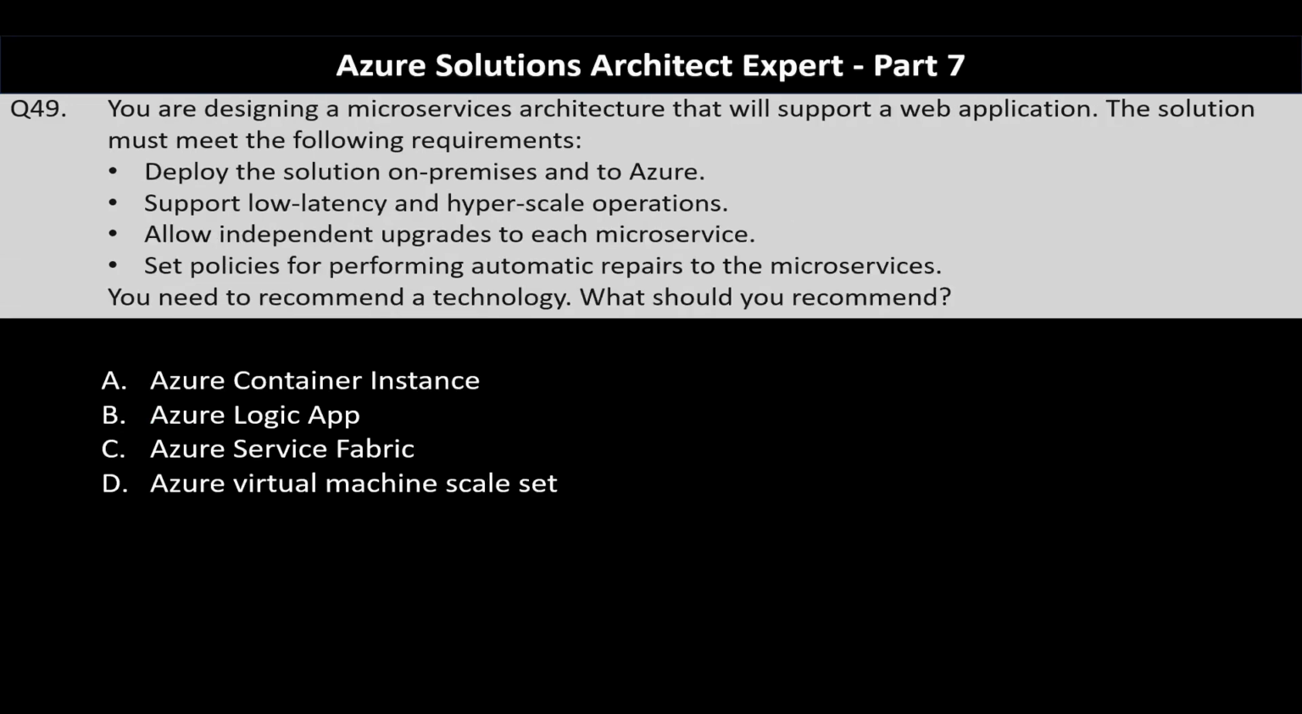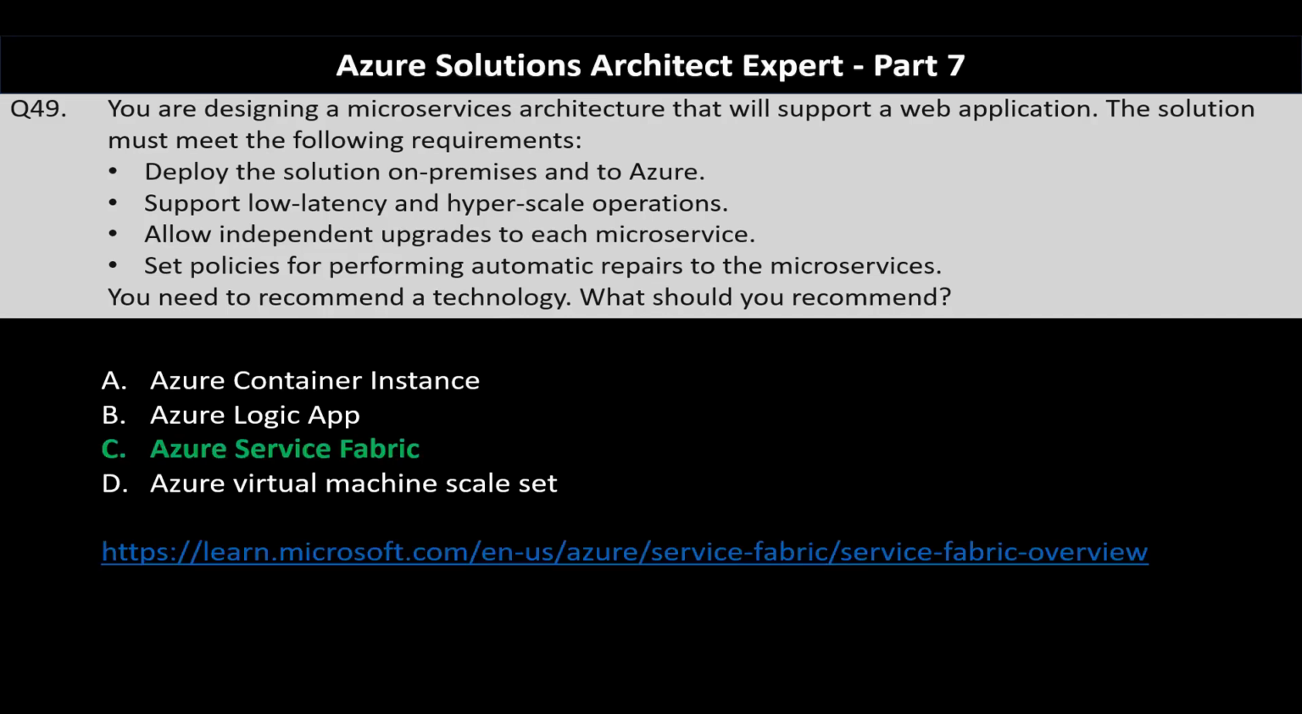Next question, friends. You are designing a microservices architecture that will support a web application. The solution must meet the following requirements. Deploy the solution on-premise and to Azure. Support low latency and hyperscale operations. Allow independent upgrades to each microservice. Set policies for performing automatic repairs to the microservices. You need to recommend a technology. What should you recommend? Your options are Azure Container Instance, Azure Logic App, Azure Service Fabric, Azure Virtual Machine Scale Set. And folks, you should include Azure Service Fabric in the recommendation.